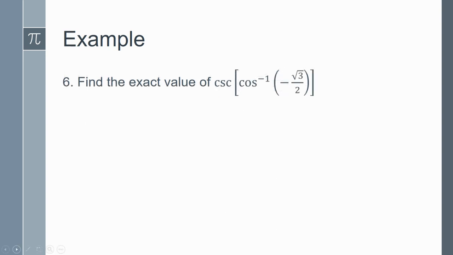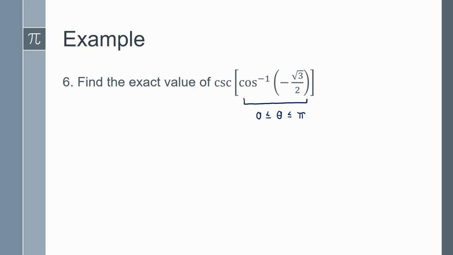Okay, let's do one more. I want to find the exact value for the cosecant of inverse cosine of negative square root of 3 over 2. Once again, two different trig functions means that I'm going to focus on the inside. Focusing on what's inside, I'm looking at inverse cosine. So that tells me that I want my theta to go from 0 to pi. So that means we're talking first and second quadrant.